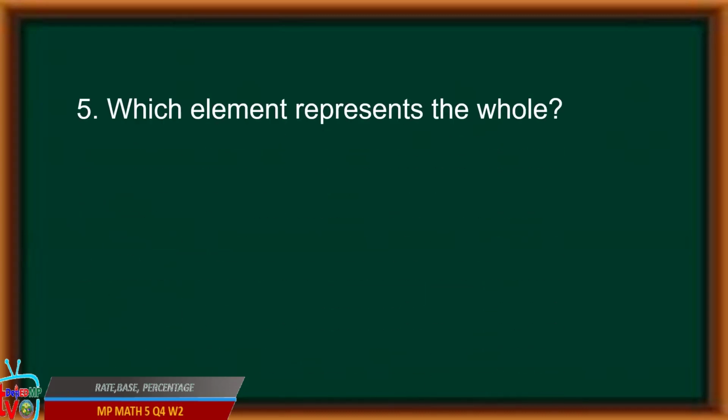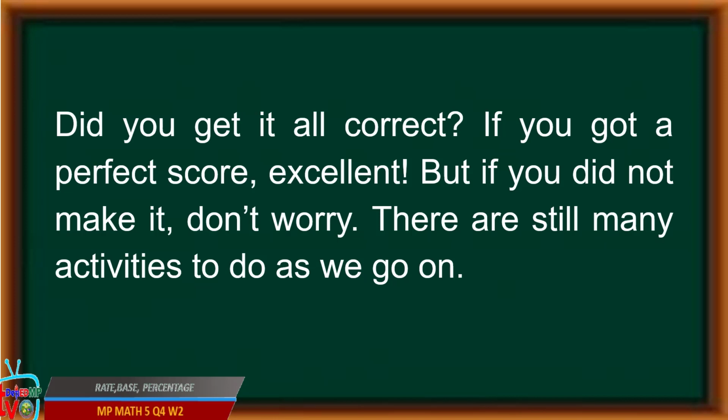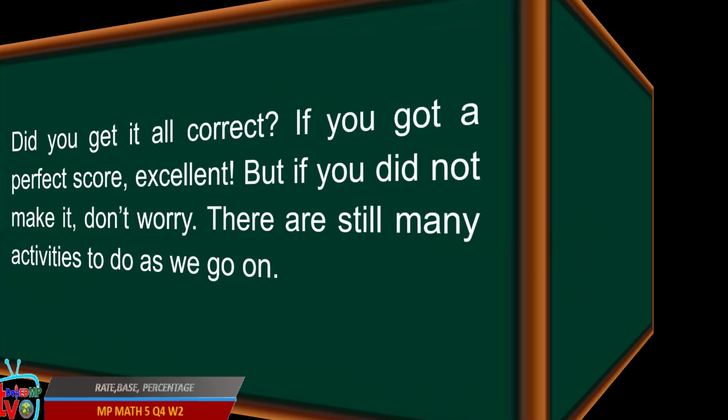Number 5. Which element represents the whole? A. Base. B. Element. C. Percentage. And D. Rate. The correct answer is A, base. Did you get it all correct? If you got a perfect score, excellent. But if you did not make it, don't worry. There are still many activities to do as we go on.